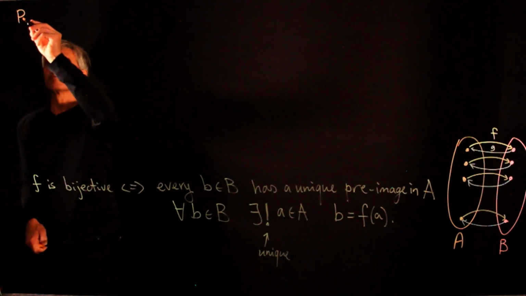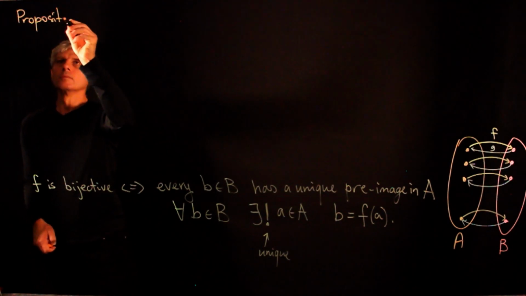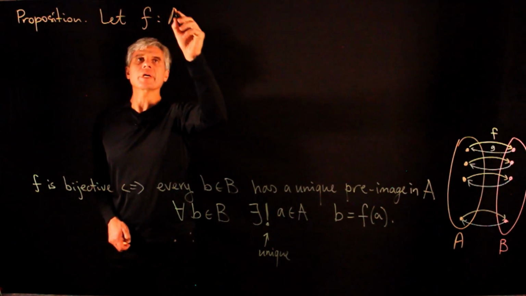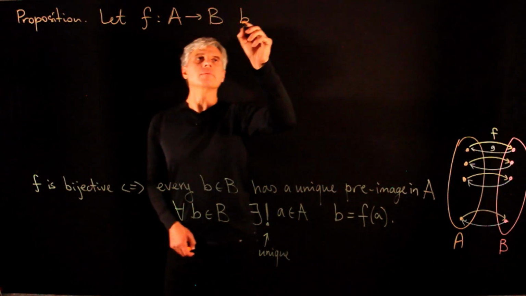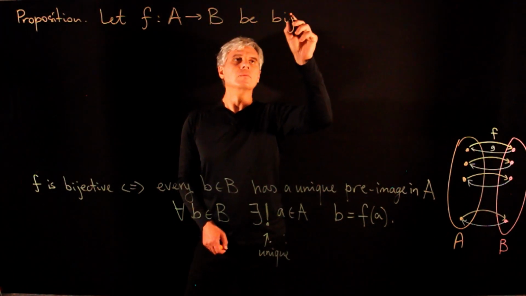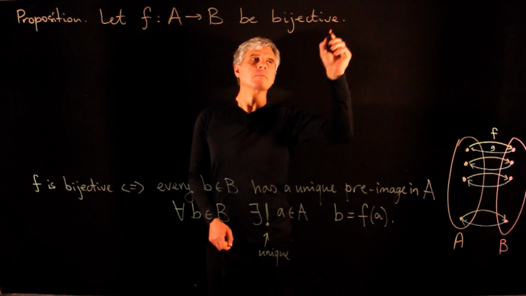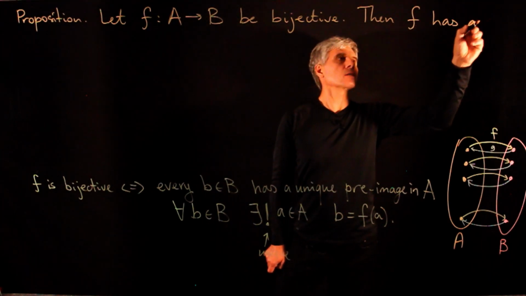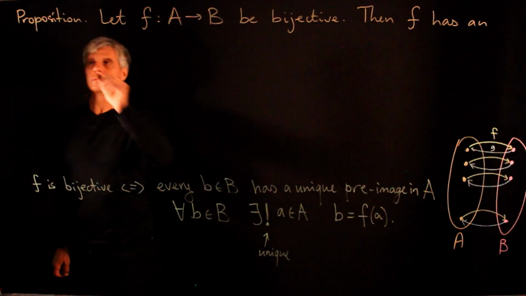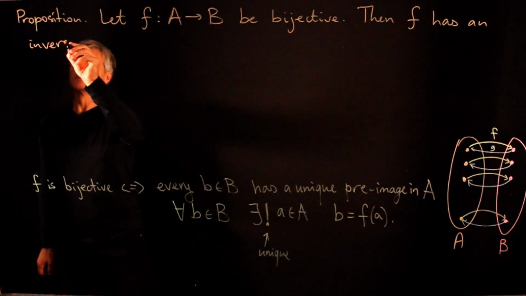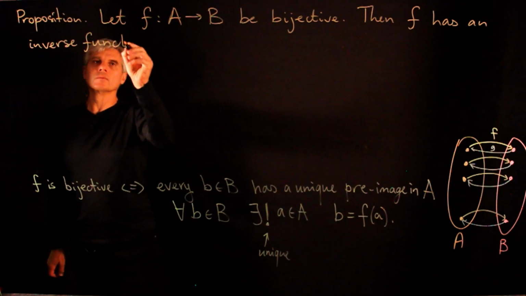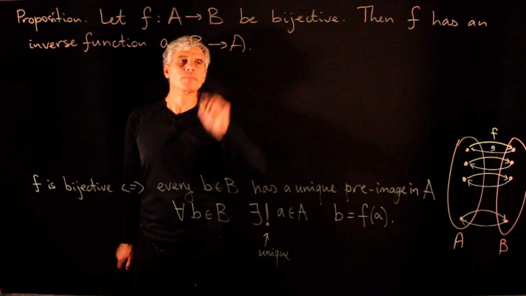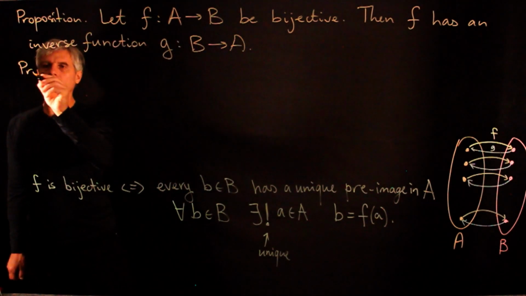Let us state a proposition. Let f from A to B be bijective. Then f has an inverse function g from B to A. Now let's give a proof of this.